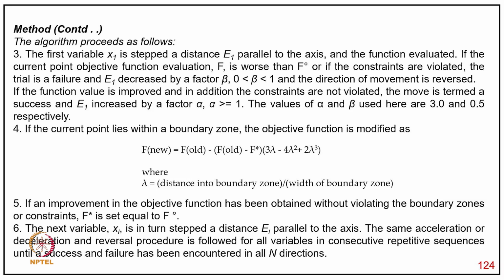So if improvement in the objective function has been obtained without violating the boundary zone or constraint, f is set to the initial design for the next iteration, you can call it an accepted design. The next variable is then stepped again parallel to the axis, and the same acceleration, the acceleration and reverse process, is followed for all the variables in consecutive repeating sequence until a success and failure has been encountered in all the n directions for all these variables.